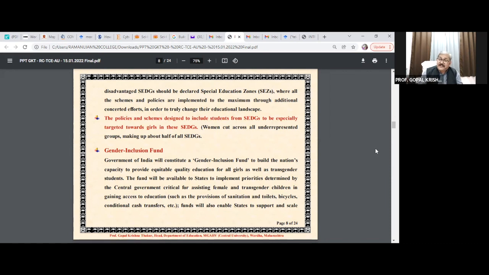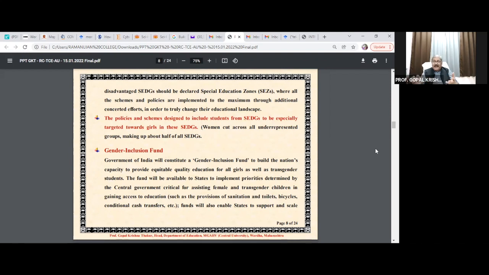See, one thing is the socio-economically disadvantaged groups. And even in that particular group, women will be focused more because women cut across all underrepresented groups, making up about half of the socio-economically disadvantaged groups. So again, for taking care of that, this National Education Policy document suggests a new idea. A gender inclusion fund will be created. The Government of India will constitute a gender inclusion fund to build the nation's capacity to provide equitable quality education for all girls, as well as transgender students.